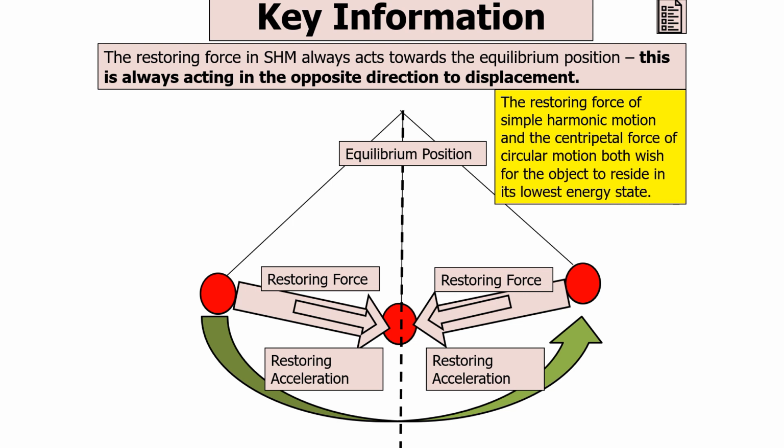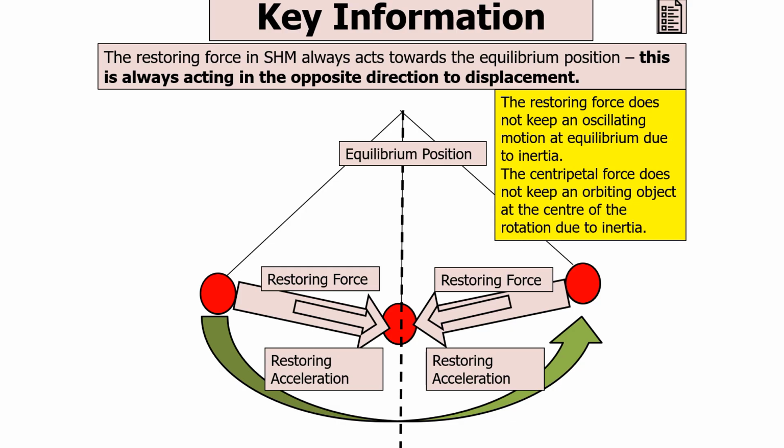So the restoring force of simple harmonic motion and the centripetal force of circular motion both wish for the object to reside in its lowest possible energy state. The restoring force does not keep an oscillating object at equilibrium due to inertia, whilst the centripetal force does not keep an orbiting object at the centre of the rotation due to inertia.